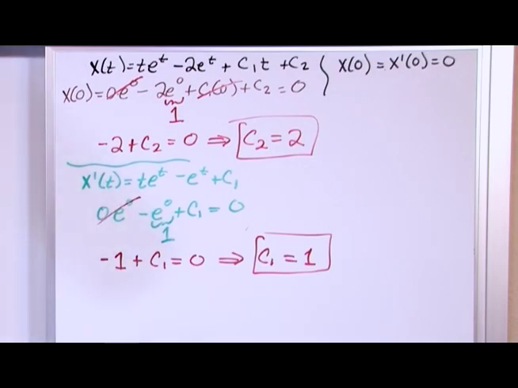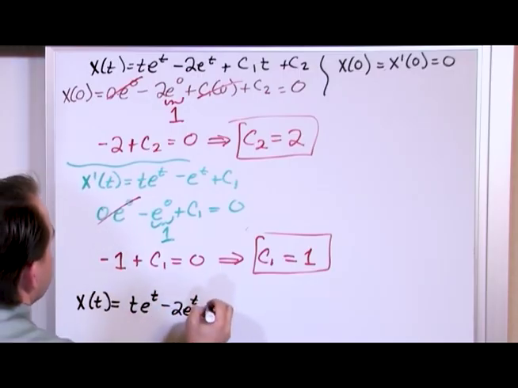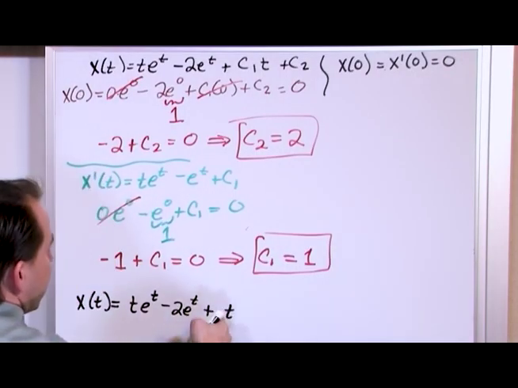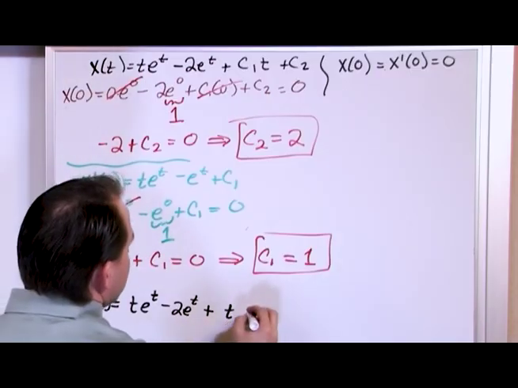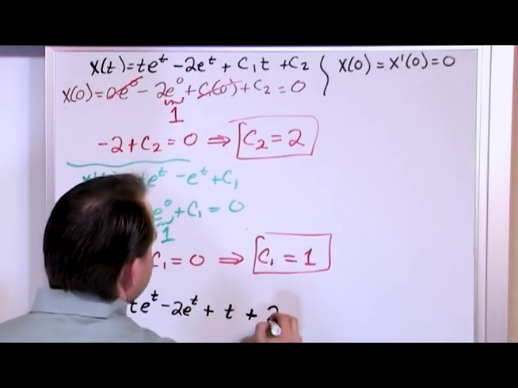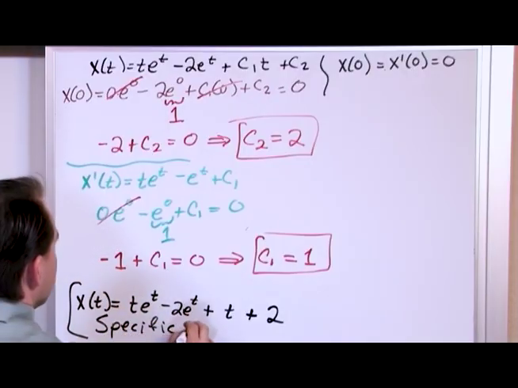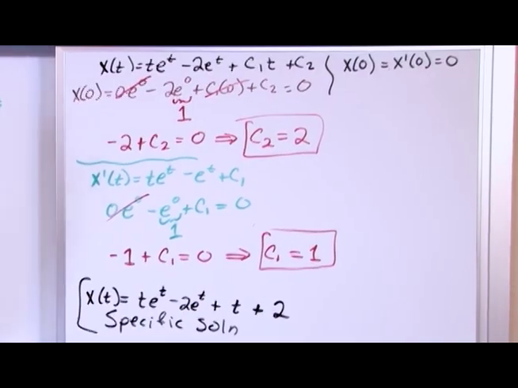We have constant 1 and constant 2. This is the general solution we just copied over from the other board. So x of t is equal to t e to the t minus 2e to the t plus constant 1 times t, where c1 is 1, so I'm going to leave that 1 silent, plus c2, which is given by 2. So this guy is the specific solution: t e to the t minus 2e to the t plus 2. That's a specific solution.